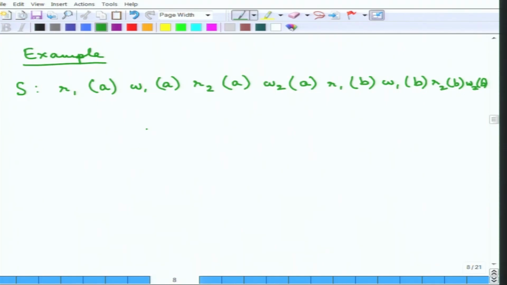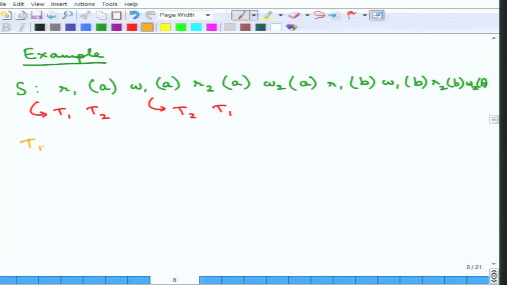Alright, so the first question is: is this conflict serializable? That is what we will be trying to answer. That means whether this is conflict serializable or not, it must be equivalent to either... there are only two transactions T1 and T2, so it must be conflict equivalent to either T1 T2 or to T2 T1. Fine.